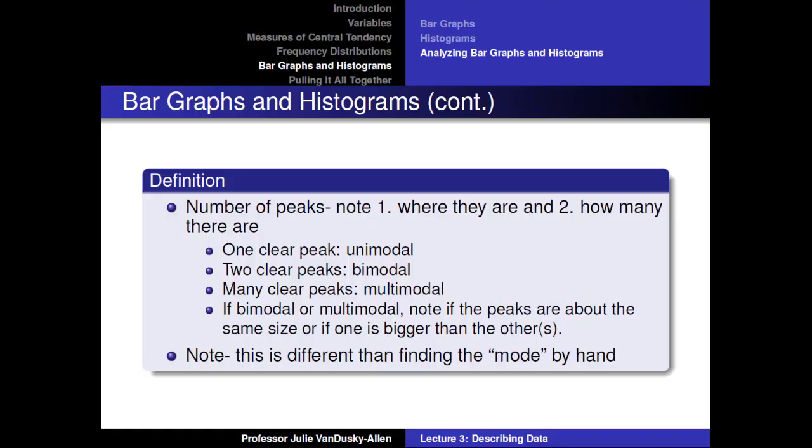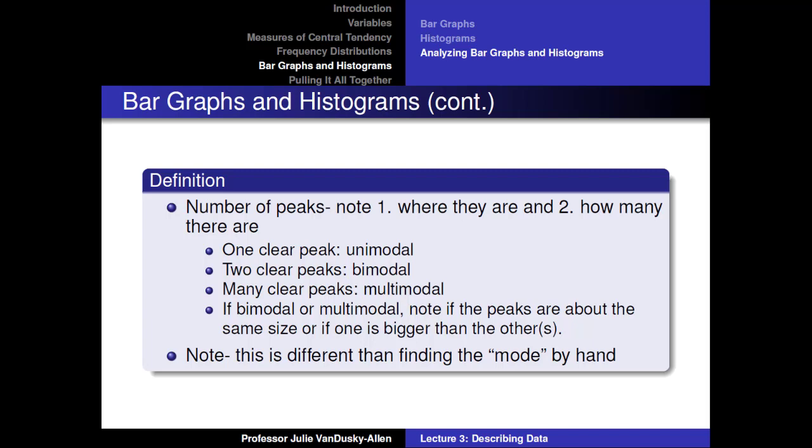Now, when you describe the peaks in a graph, you should note how many there are and where they are. If there's only one clear peak, the graph is unimodal. If there are two clear peaks, the graph is bimodal. If there are many clear peaks, the graph is multimodal. And if there is more than one clear peak, note if the peaks are about the same size or if some are bigger than others.